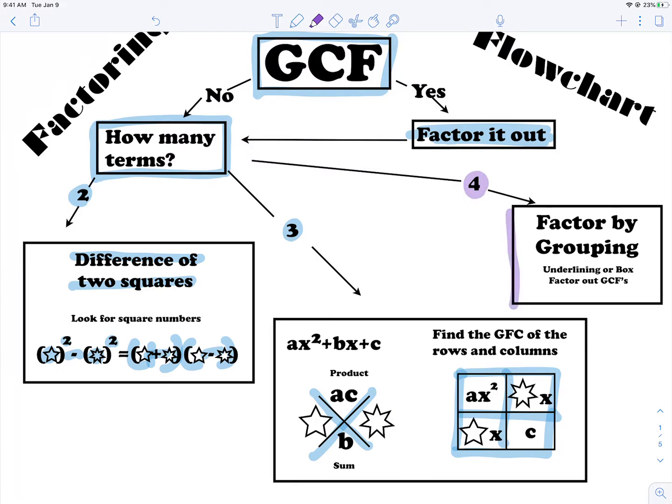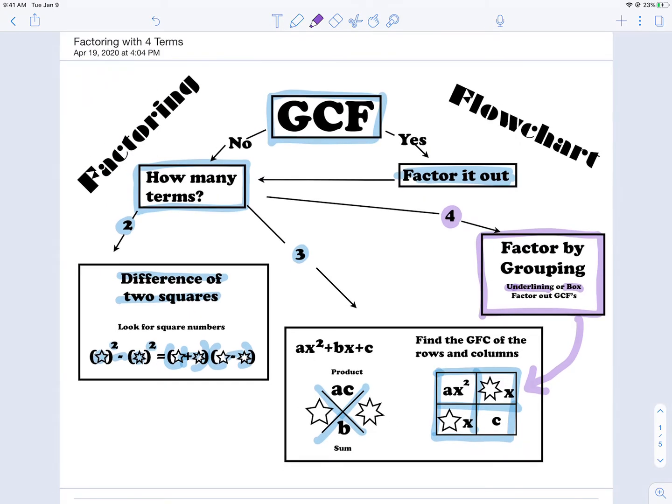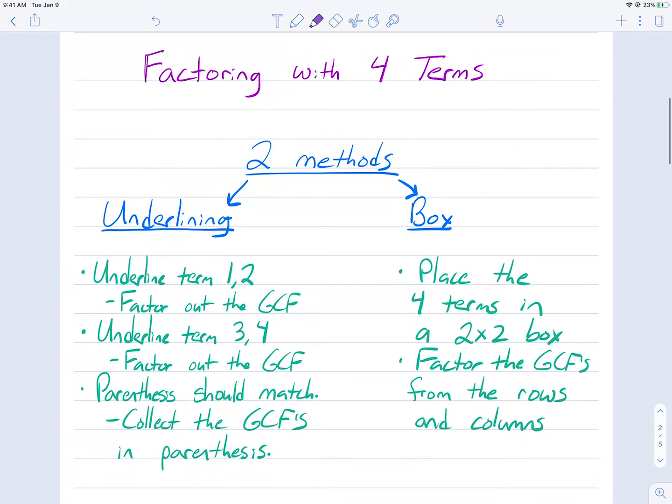Now for four terms, it is factoring by grouping. There's two methods I'm going to show you. One of them is underlining and one of them is the box method. The box method actually looks very much like the box that we use with trinomials. So the way this is going to work, if you see that you have four terms, you choose the method that you think works best for you.